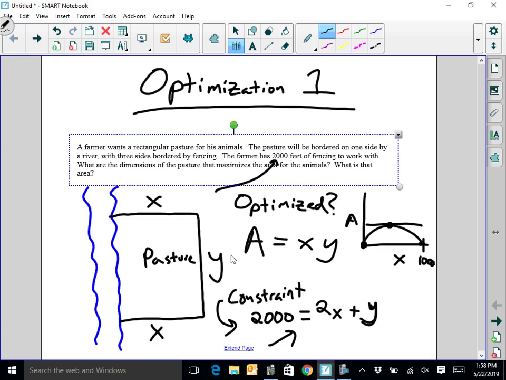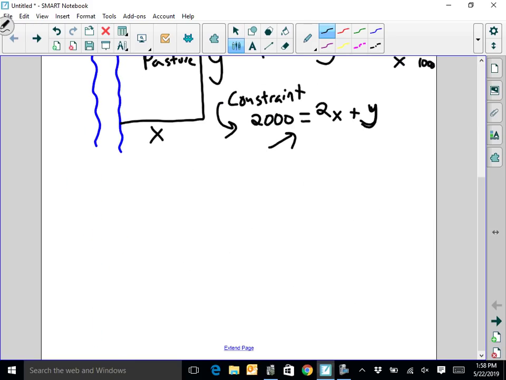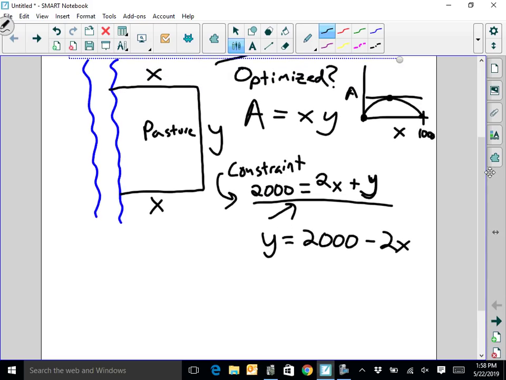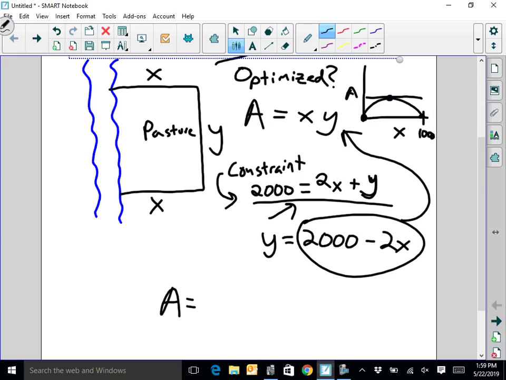Okay, so here's what we need to do. I'm going to solve that constraint for y. So how do I solve this equation to say y equals? Well, all I have to do is subtract 2x. And I know that y equals 2,000 minus 2x. What I'm going to do now is sub this 2,000 minus 2x in for y in my equation up here, so I can get an area equation that's solely in terms of one variable. So here's what I get. Area equals x times, and instead of y, I'm going to do 2,000 minus 2x.